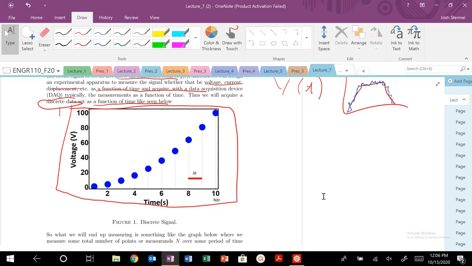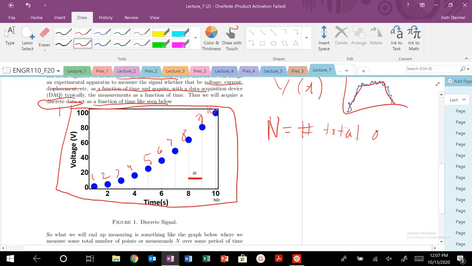So let's figure out what we are getting here. It looks like we are counting, let's see, 1, 2, 3, 4, 5, 6, 7, 8, 9, 10. So we're gathering data points, some number of total data points, capital N. That's the total number of data points.